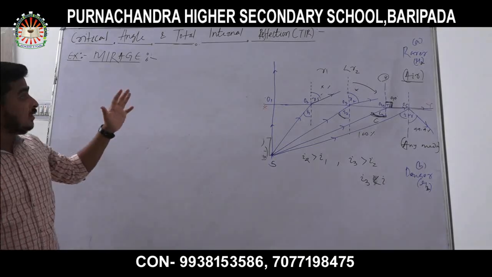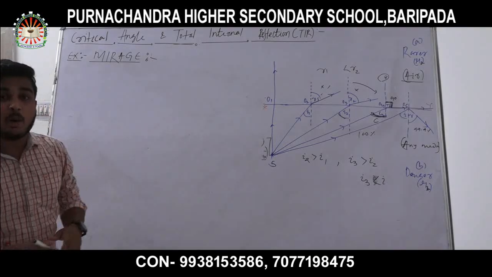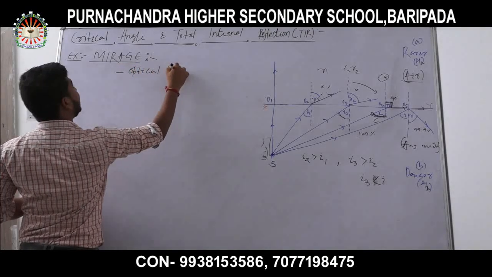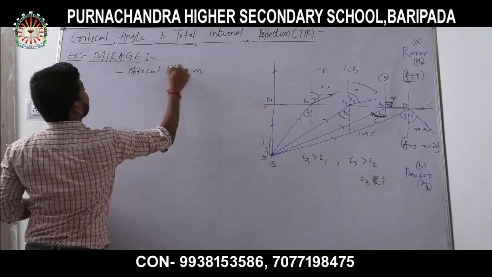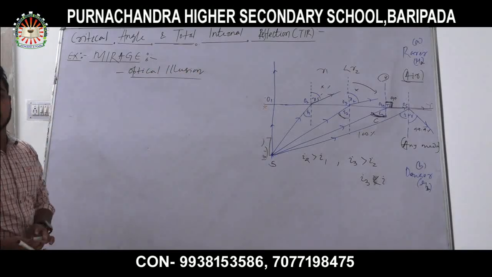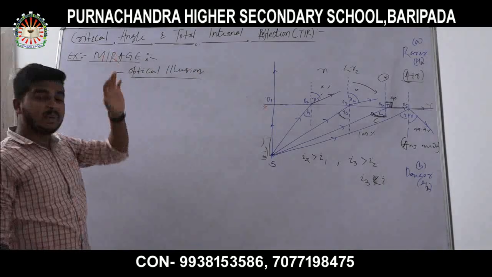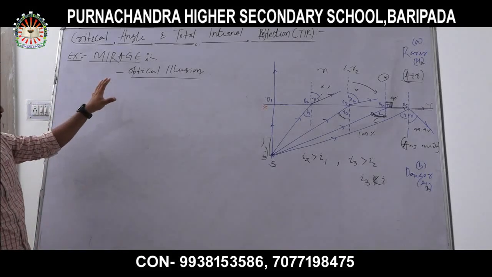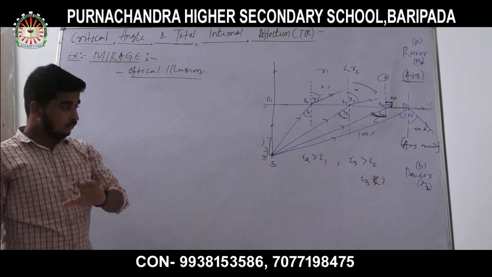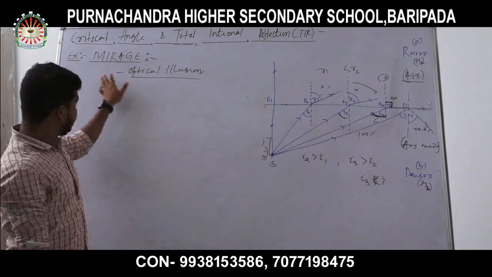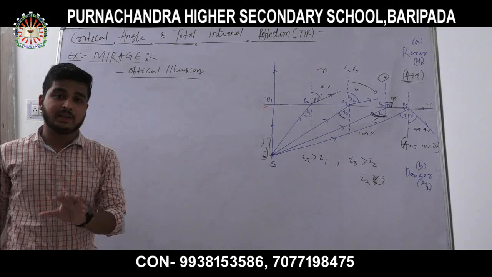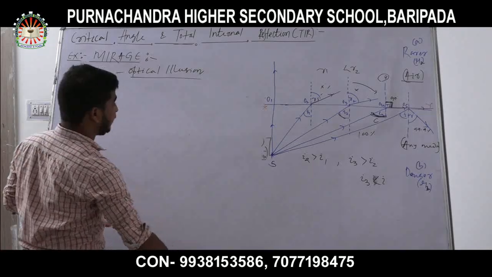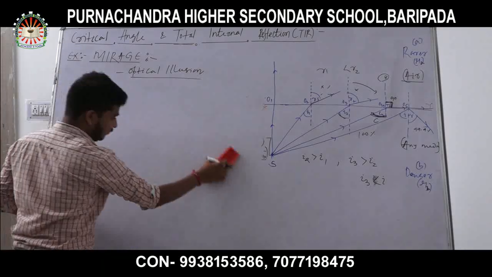So this illusion, mirage, is an optical illusion. This illusion is known as mirage. What is the reason behind the formation of a mirage? Mirage is usually found in hot areas. So how is a mirage formed? Let's see.